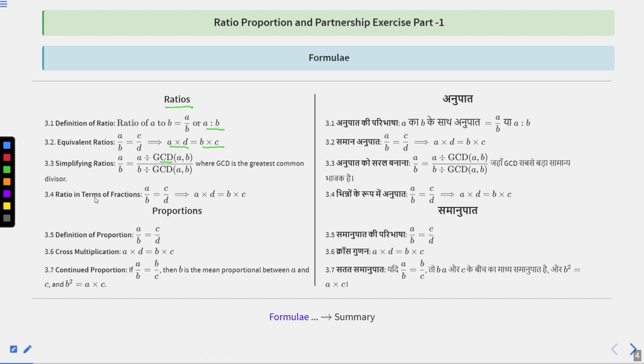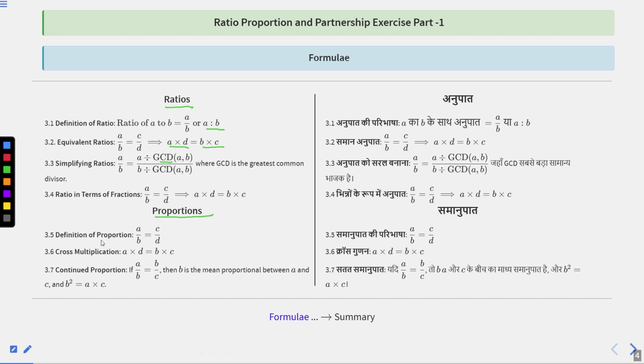Okay. Next formula, ratio in terms of fraction. Again, we will discuss it. A upon B is equal to C upon D, which gives A into D equals B into C. Clear? Now, we will see some formulas of proportion.